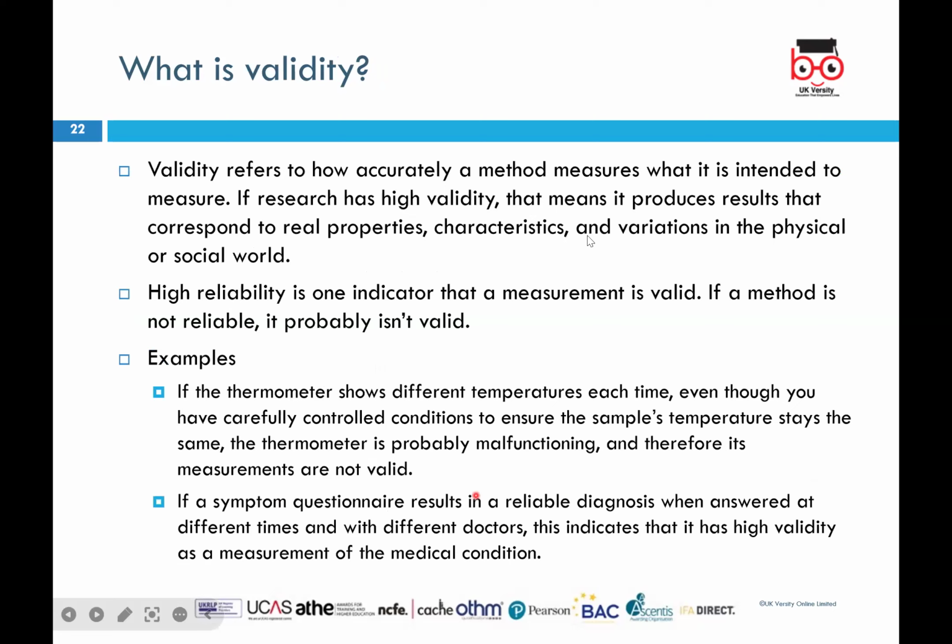So what is validity? It refers to how accurately a method measures what it is intended to measure. Again, as I said, high reliability is an indicator that the measurement is valid. Sometimes your thermometer shows different temperatures each time. It's not valid then. If a symptom questionnaire results in a reliable diagnosis when answered at different times, and with different doctors, this indicates that it has high validity as a measurement of the condition.